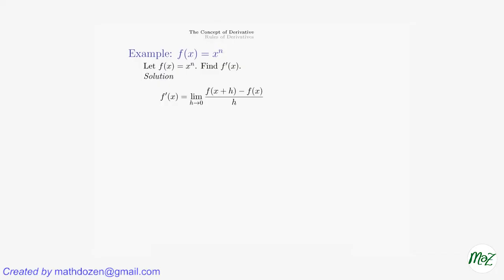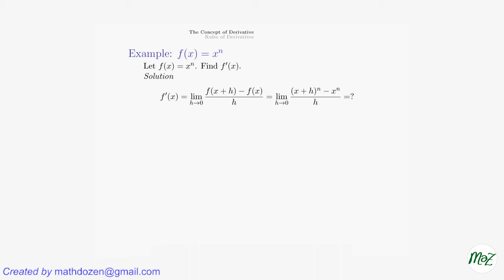Let's take the function f of x equals x to the power n, and we'd like to find f prime of x. So we set up the problem. It's the limit as h goes to 0 of f of x plus h minus f of x, divided by h. Then we put x plus h into the formula for the function, and we get x plus h to the nth power minus x to the nth, over h.